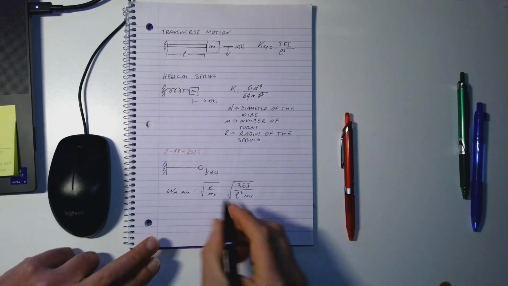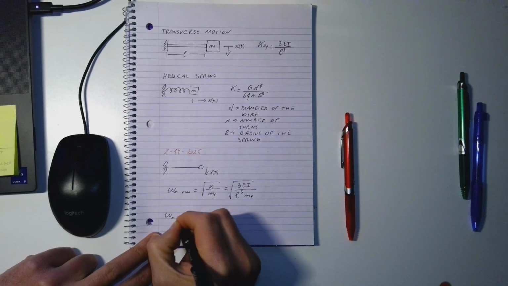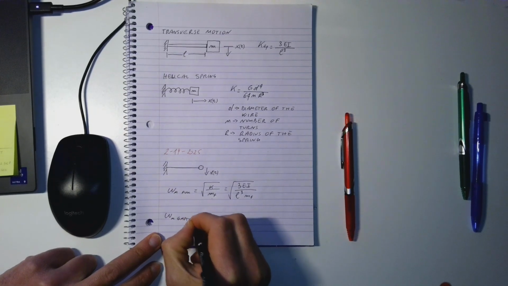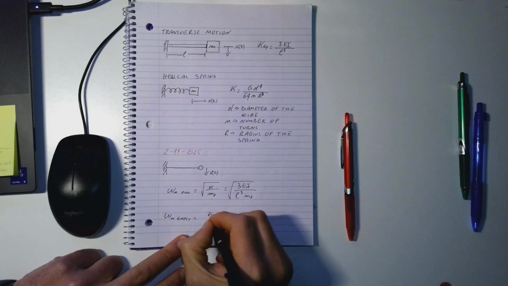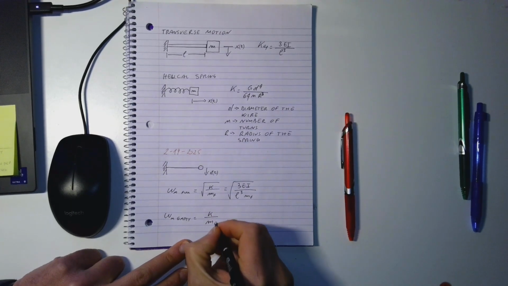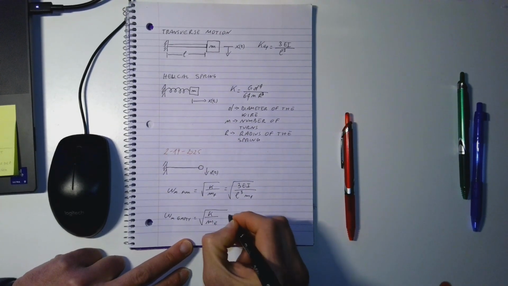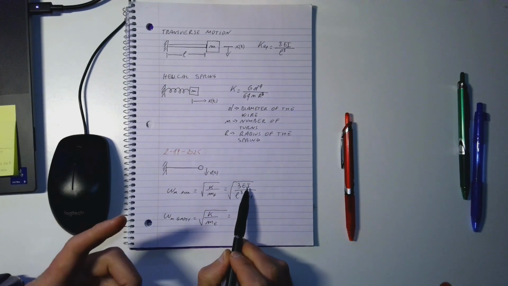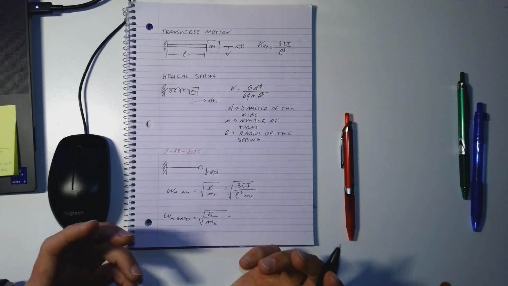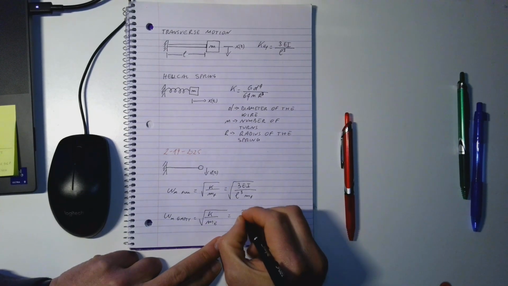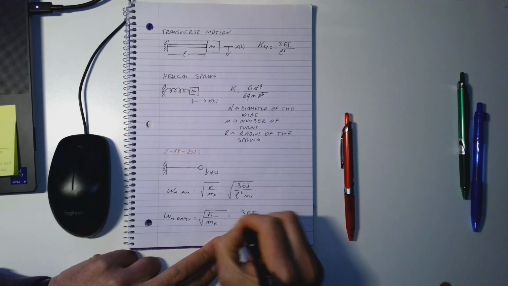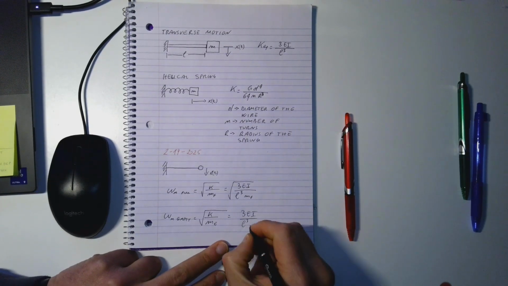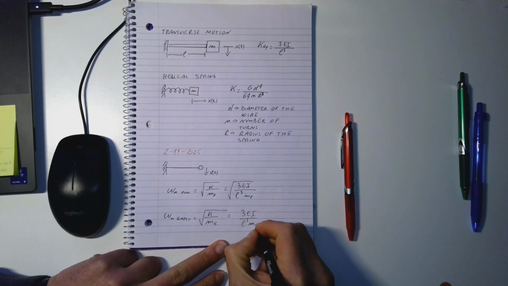In the second case, for the empty tank, we have the same thing. You can call this ME. Of course, the stiffness doesn't change. That doesn't depend on the mass. So we still have 3EI over L cube. But of course, what changes will be the mass that we use in this case. So we have ME.